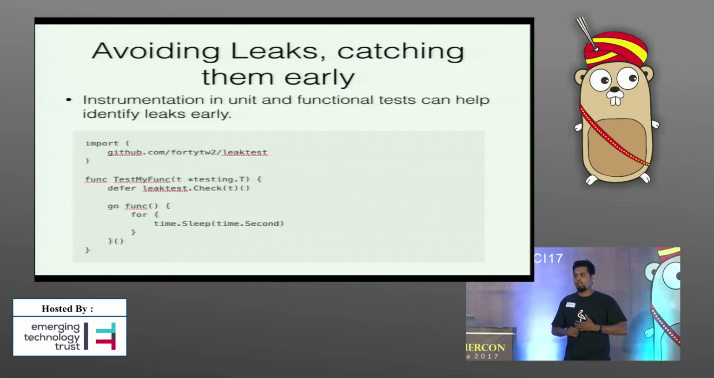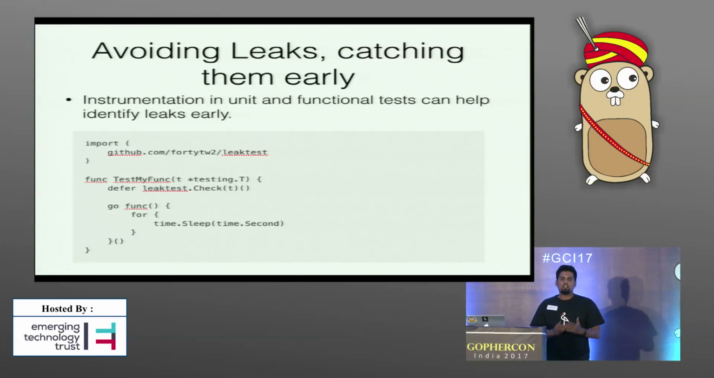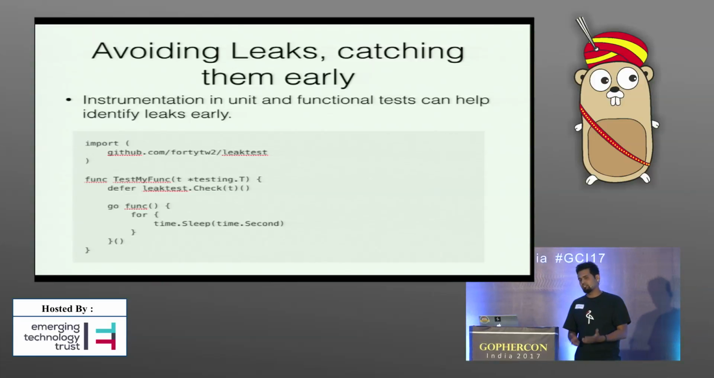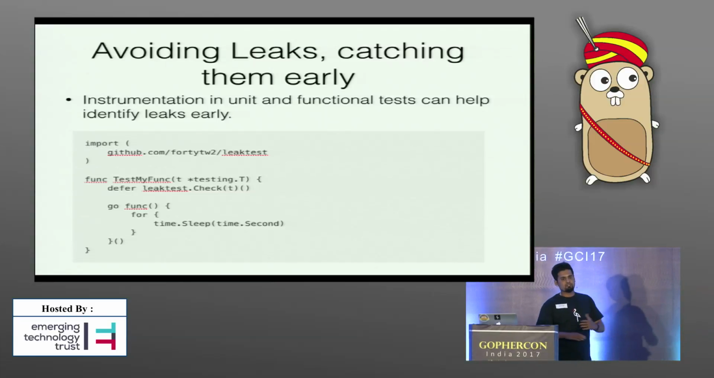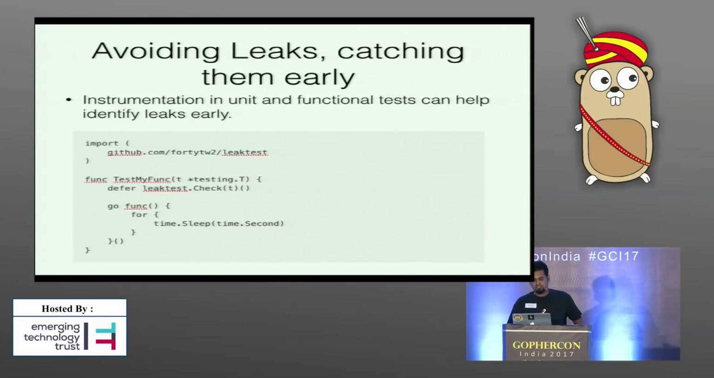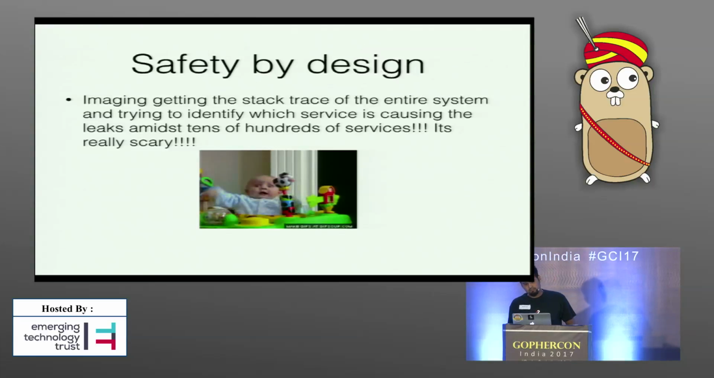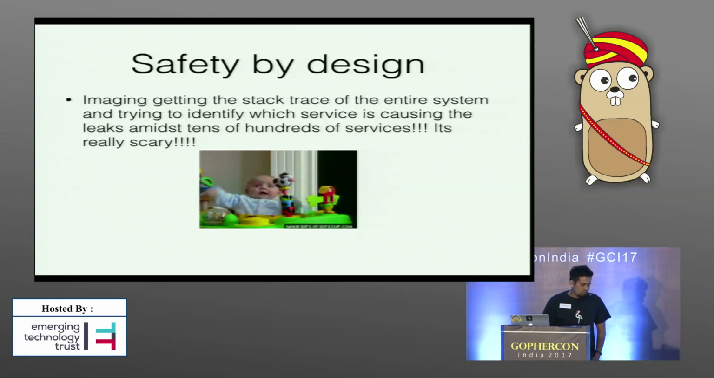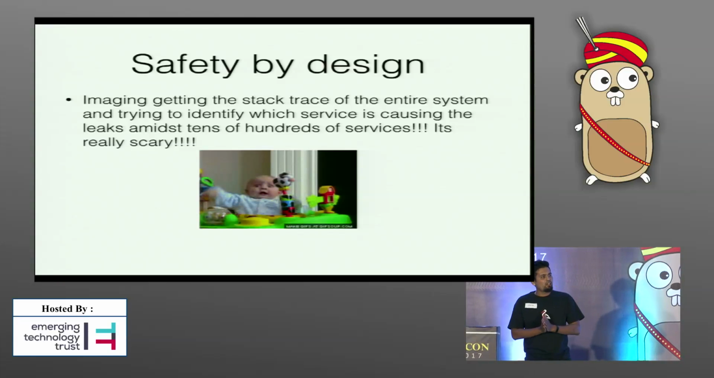You can get a count of the difference in the number of Go routines in the system in your unit test itself, or a stack difference, so that if there are any anomalies fundamentally in the function you've written, they're caught really early, even before you load test them or put them into production. So, safety by design.